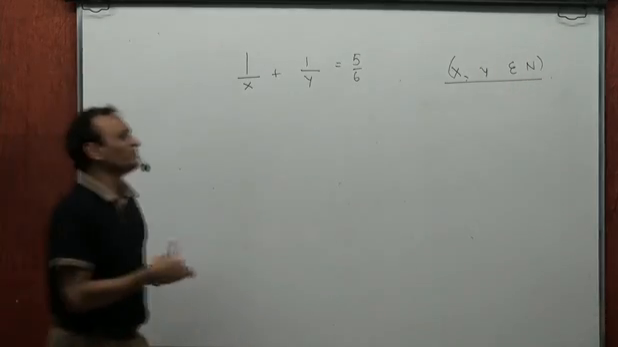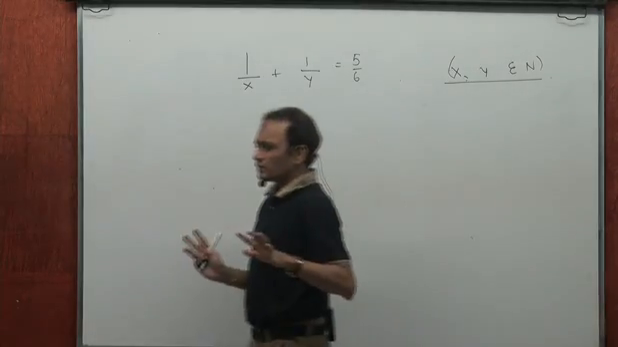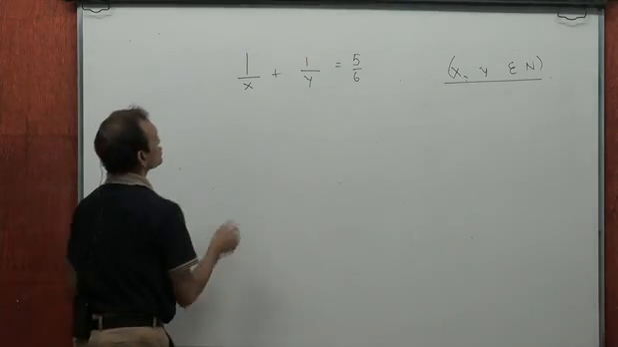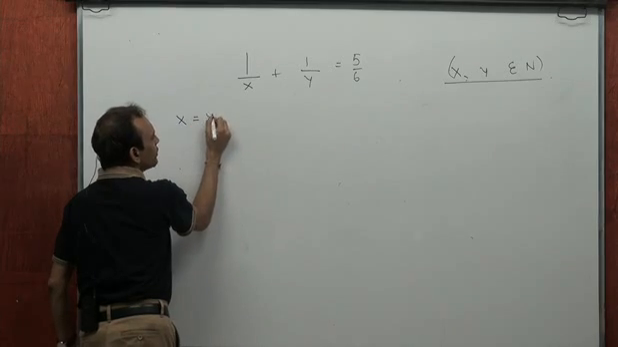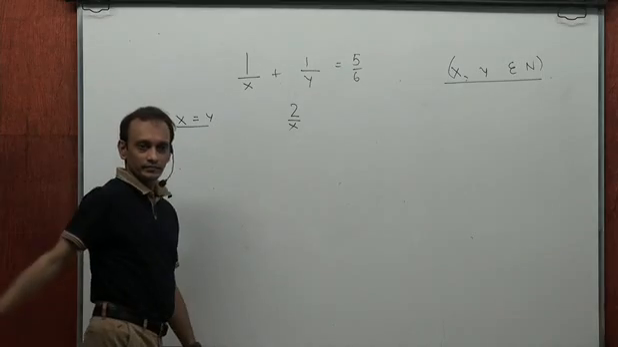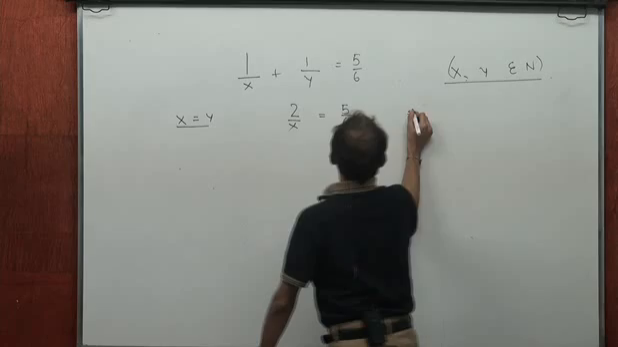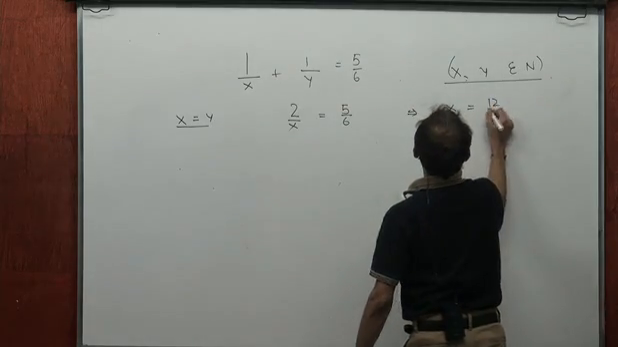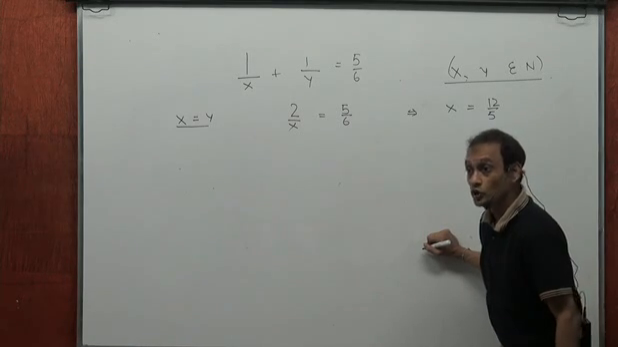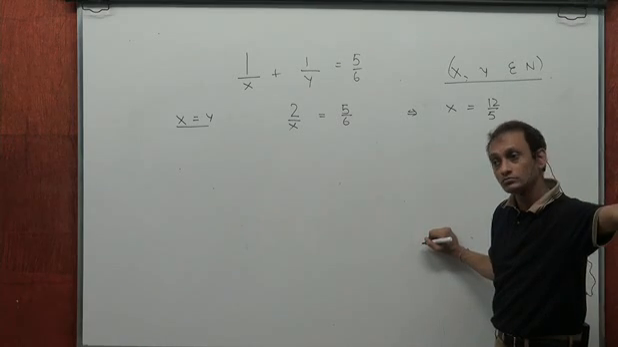Okay. Now one thing, surely x can't be equal to y. The reason is that if you put x equal to y, you get 2 by x on the left hand side equal to 5 by 6. This gives me x equal to 12 by 5, which is not a natural number. So x equal to y is ruled out.